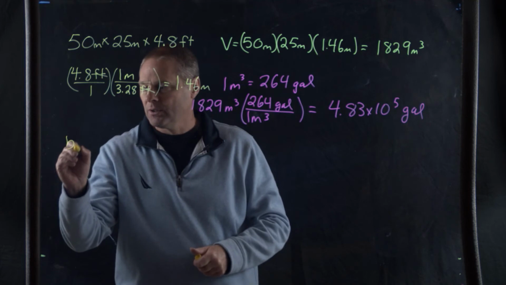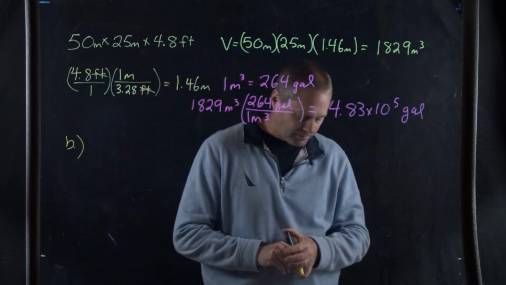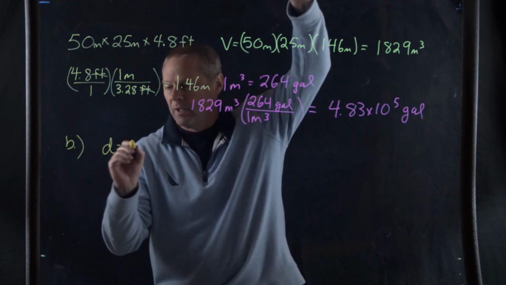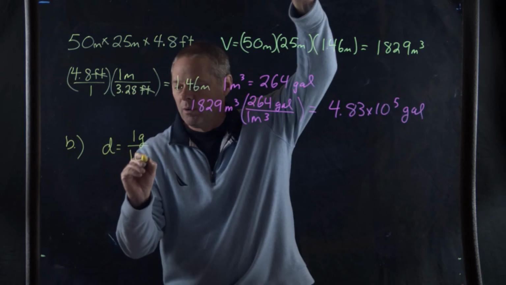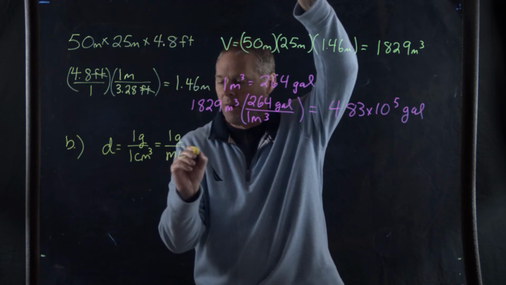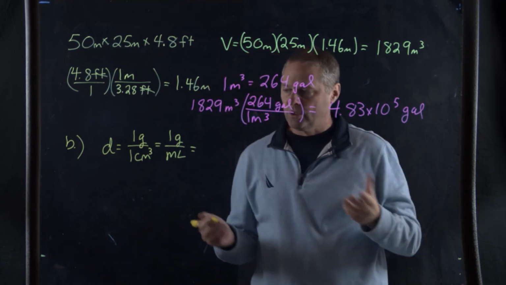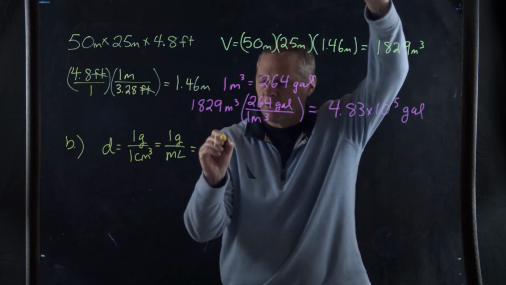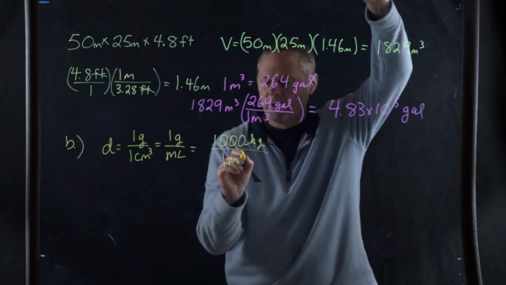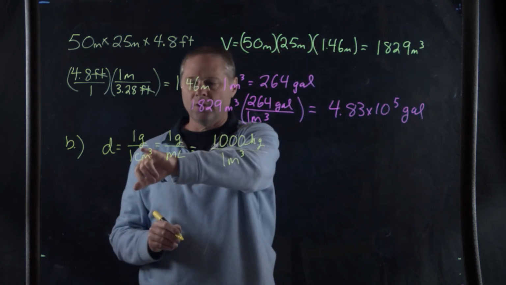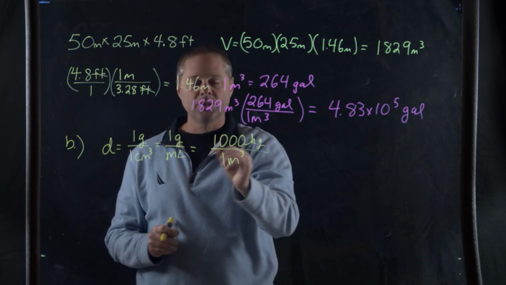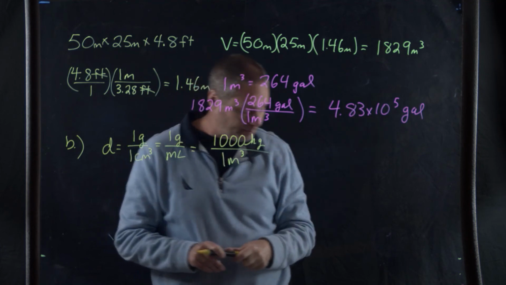So we can label this part B, our second part of this. Now we know that the density of water is equal to 1 gram per cubic centimeter, which is equal to 1 gram per milliliter. And if you do the conversion, you can find out that this is equal to 1,000 kilograms of water in 1 cubic meter. You convert the grams to kilograms, and the cubic centimeters into cubic meters, similar to what we did in the previous problem.